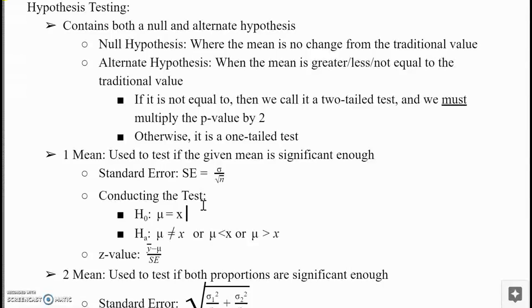But unlike proportions where you had 0 to 1, this can be anything. If it's negative, positive, anything. Then you have over here your alternate, which would be a not equal to, greater than, or less than. Then similar to the last unit where you had z value, now you have t value, which is your y bar minus your mu over your standard error. Sample mean minus your observed value divided by your standard error.